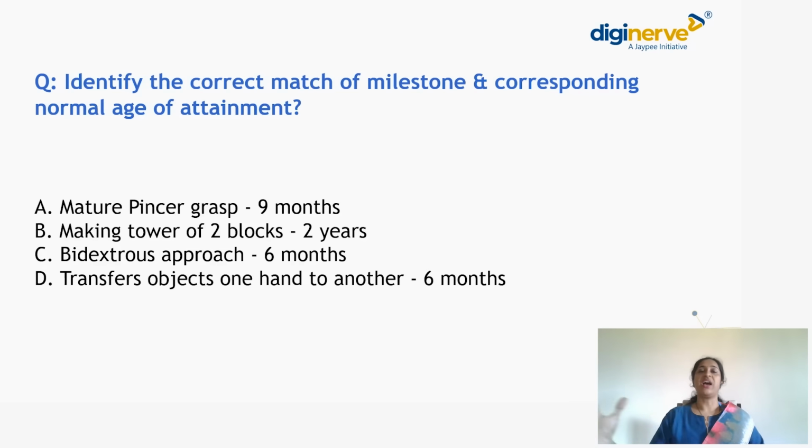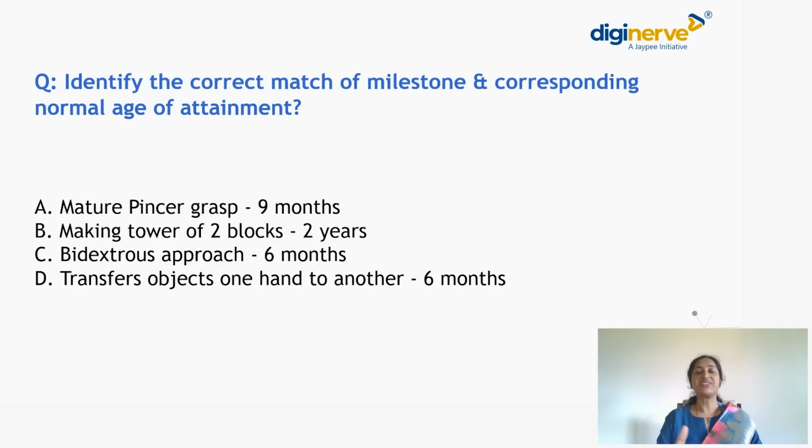Bidextrous approach, approaching an object with 2 hands. When does the child start reaching out? 4 months. So when is the bidextrous approach? Bidextrous approach is as early as that. Unidextrous approach is understanding that the object is to my left, so I should approach with my left hand. This object is to my right, I should approach with my right hand. This occurs a little later. So that is why bidextrous approach till 6 months is also the wrong answer. Bidextrous approach is usually at 4 months and by 6 months we have unidextrous approach. That is why C also becomes the wrong answer.